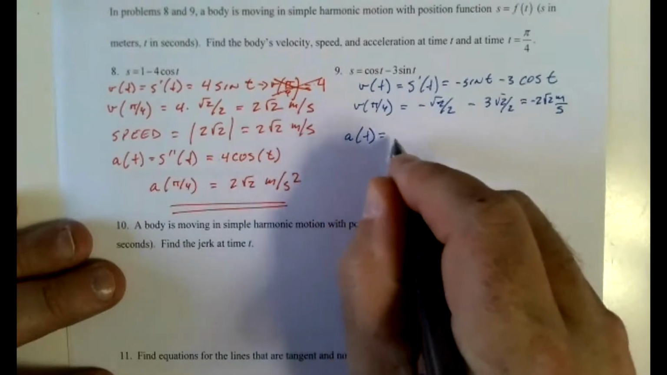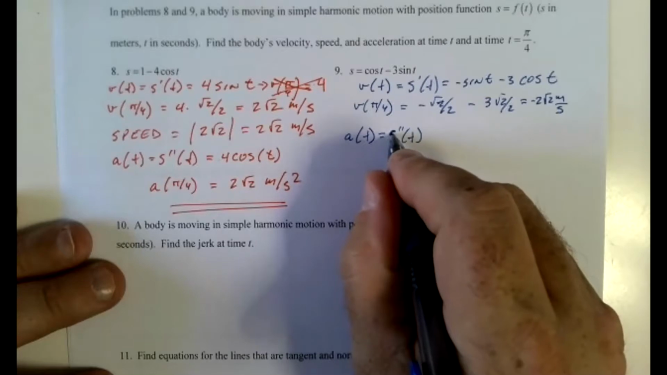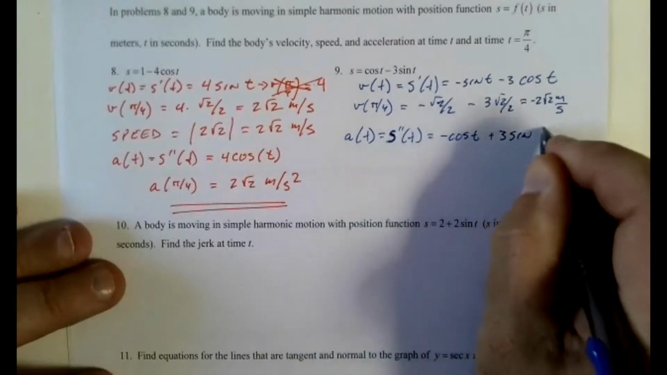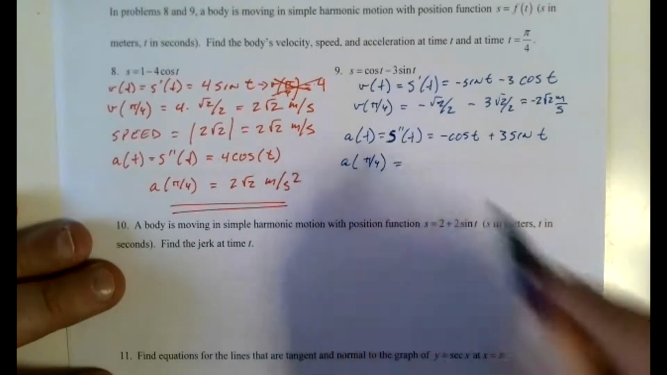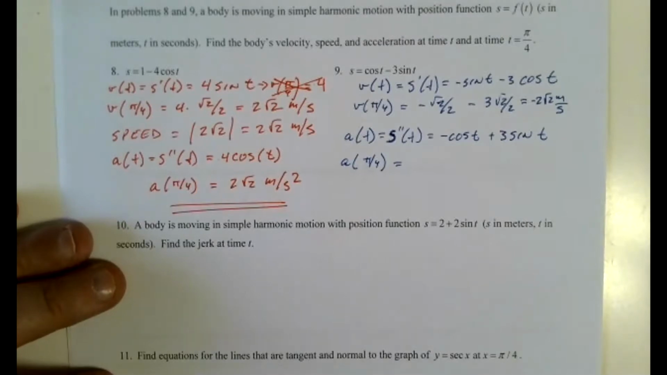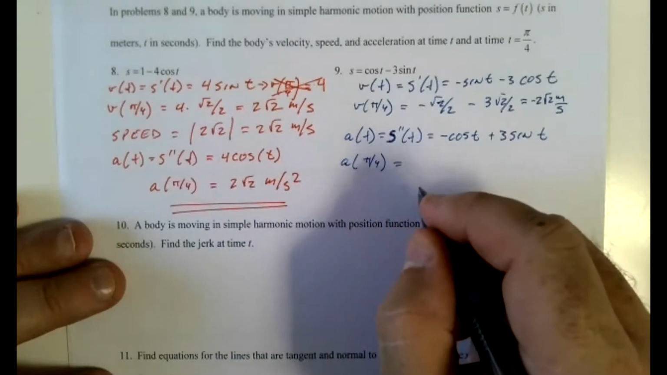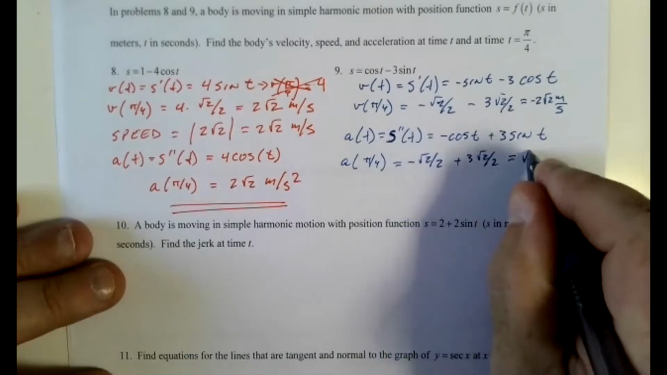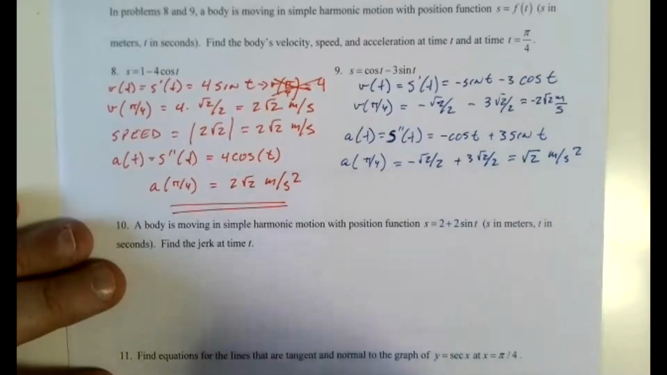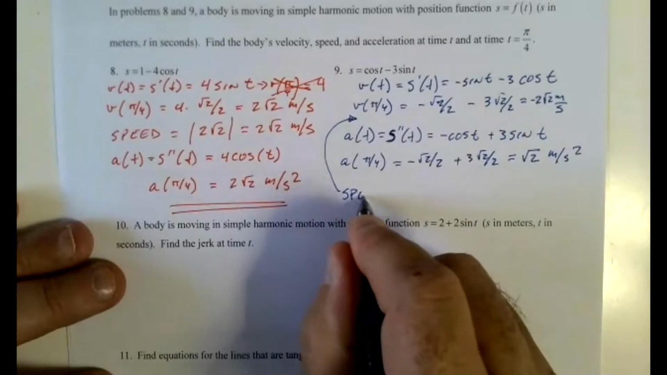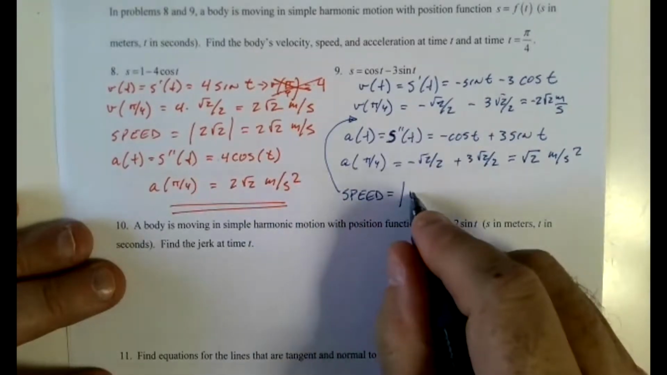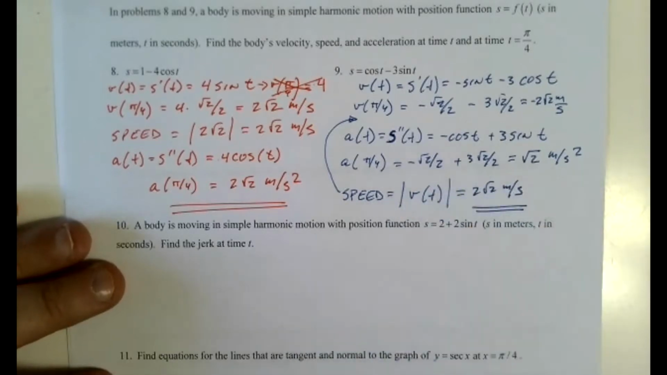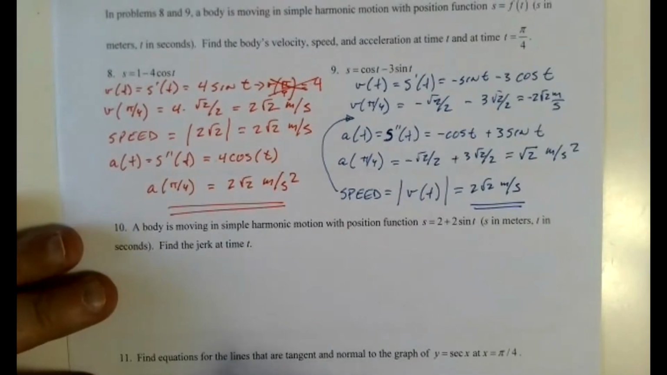And then A of t equals s double prime of t equals negative cosine of t plus 3 sine of t. A of pi over 4 equals, I forgot the speed, didn't I? I'll put it in up there. Is negative root 2 over 2 plus 3 root 2 over 2. 3 minus 1 is 2 over 2 equals root 2 meters per second squared. Speed equals absolute value, 2 root 2 meters per second. Good.